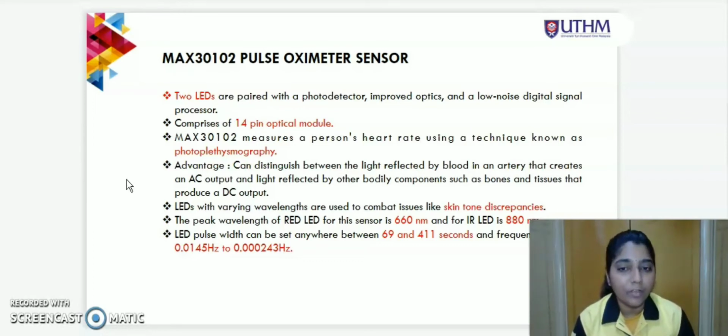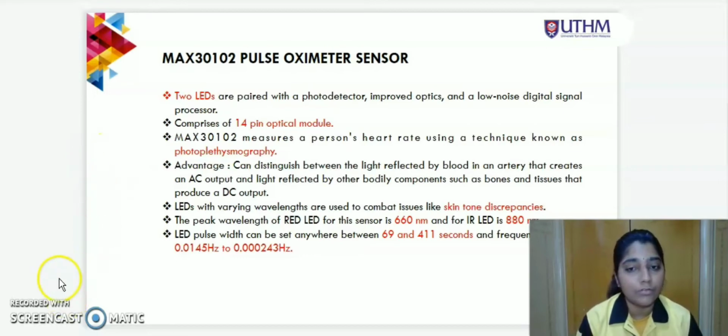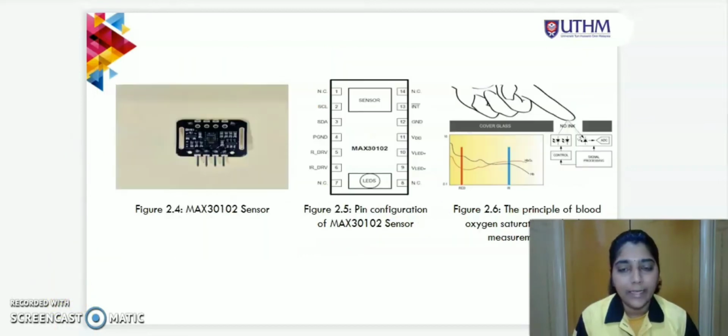The peak wavelength of the red LED in this sensor is 660 nanometers, and for the IR LED is 880 nanometers, and the LED pulse width can be set anywhere between 69 to 411 microseconds with a frequency of between 0.0145 Hz to 0.000243 Hz.